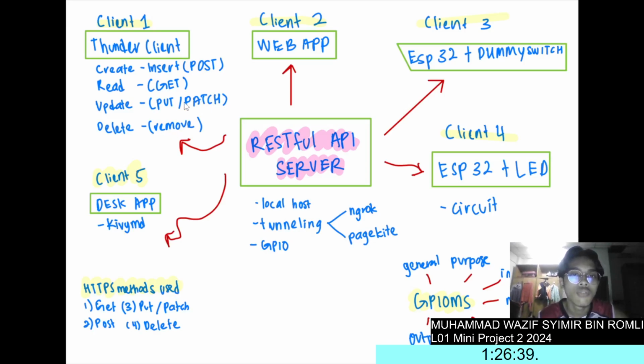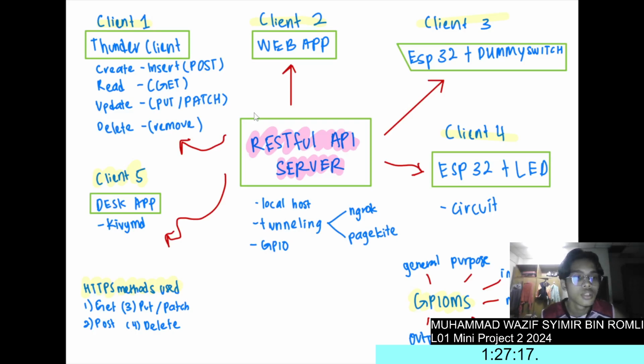For the second client, which is the web app, the web app is a web-based interface for users to interact with the GPIO pins remotely. It uses two methods: get, to retrieve the GPIO pins and display them to the user, and post, which allows the user to create GPIO pins through a button, and it also allows the user to change the state using the button.